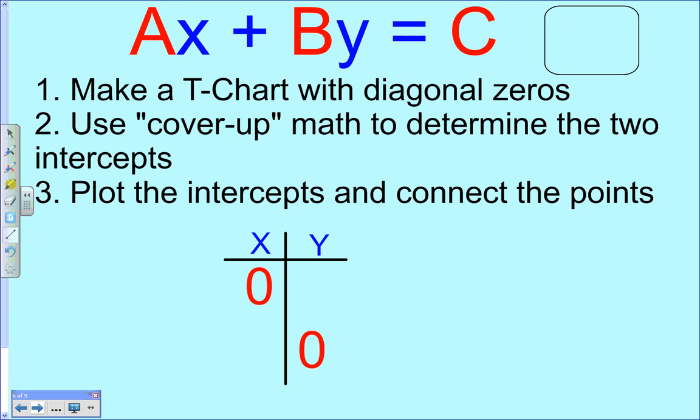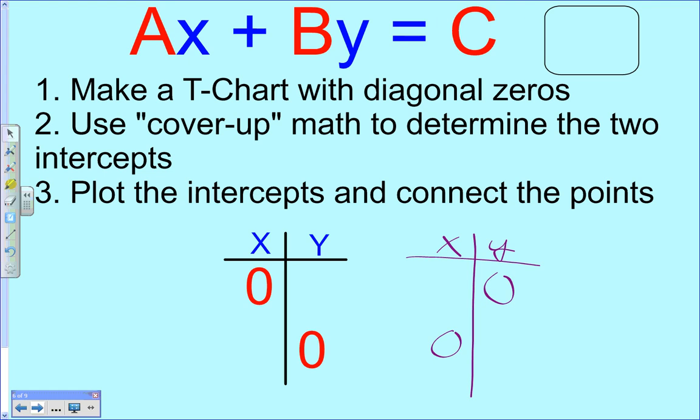This is what your t-chart will look like. It doesn't matter whether your 0 in the x column is first or second. Just make diagonal zeros. If you would prefer to have this set up here, x, y, and put your diagonal zeros this way, that's perfectly fine. It really does not matter. Cover-up math works like this.